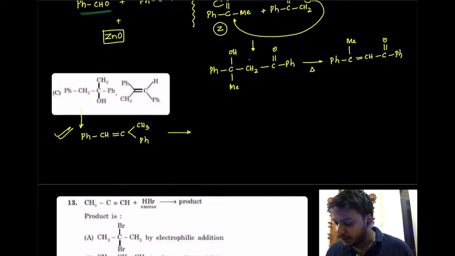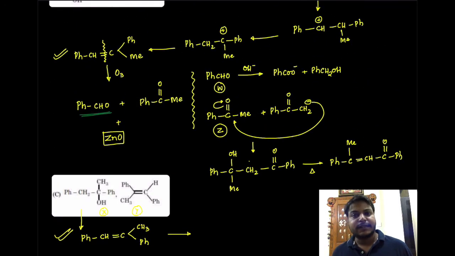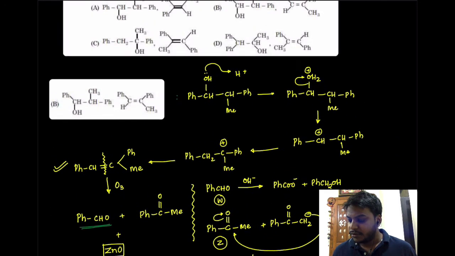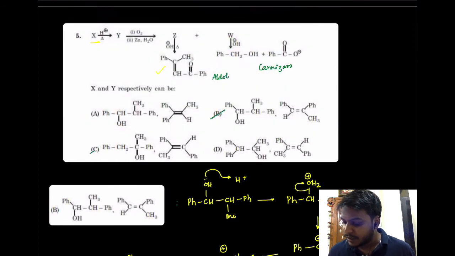And here this is acting like X and this is acting like Y, and rest of the product you will get it as W and Z only. So this B and C, both of them are actually giving the same type of products. So that is the question asked, which of the combinations of X and Y will give you Z and W. I hope you guys understood that.